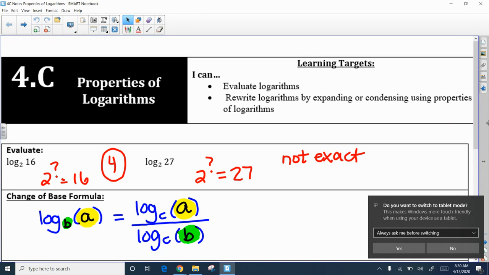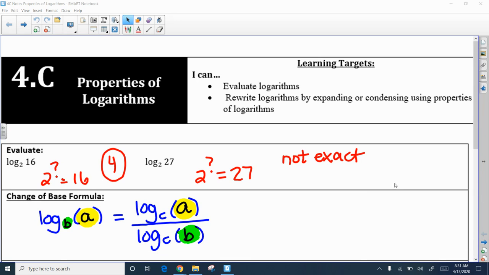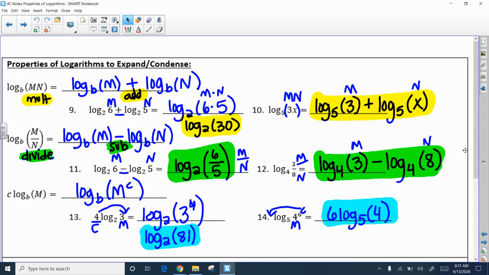Today we are going to finish up this section 4C, properties of logarithms. On Friday, we looked at these three properties of logarithms, and this is what we're going to be using today. There are ways to rewrite logarithms, either to expand or make it bigger, or condense to make it smaller. So let's take a look at these three properties again, because we're just going to be using more than one property at once.